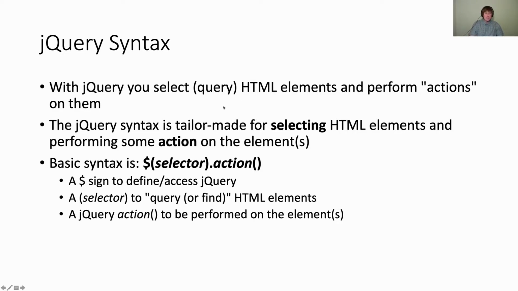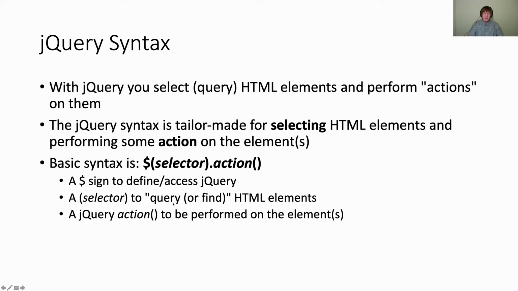Here's some basic syntax. So you're going to see this $ sign. You'll see this $ sign is actually very similar to PHP. The $ sign is going to define access to jQuery. So every time you see this $ sign in the JavaScript, you're going to know that that's accessing the jQuery library. And then you're going to see two parentheses. The parentheses are going to be the selector or the query to find the HTML element.